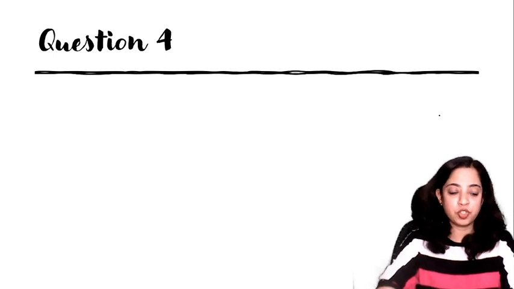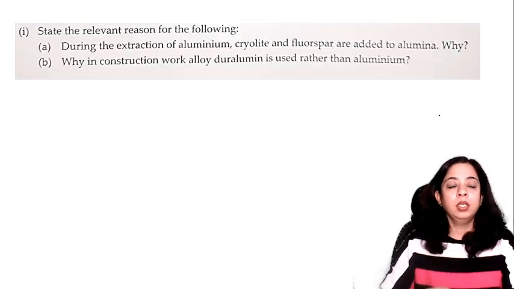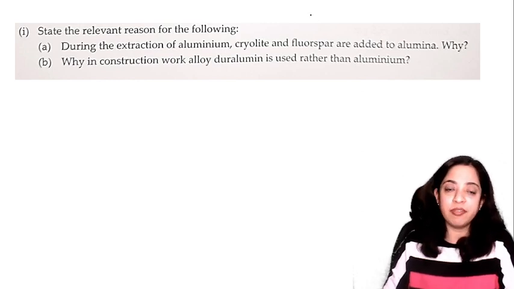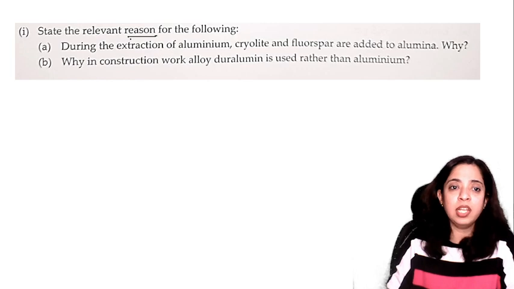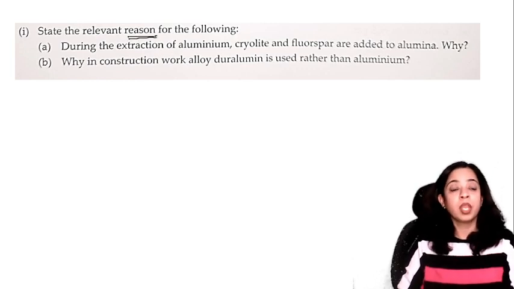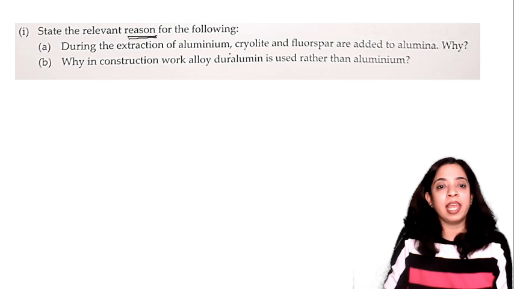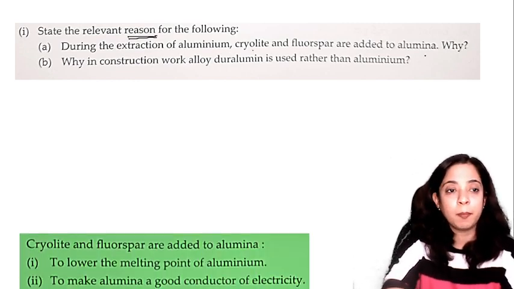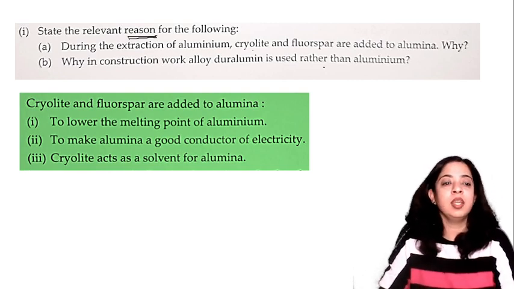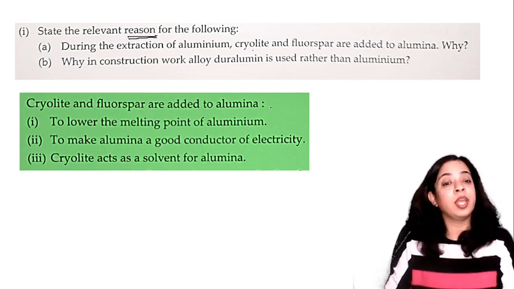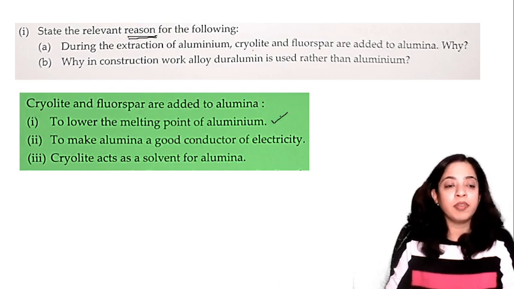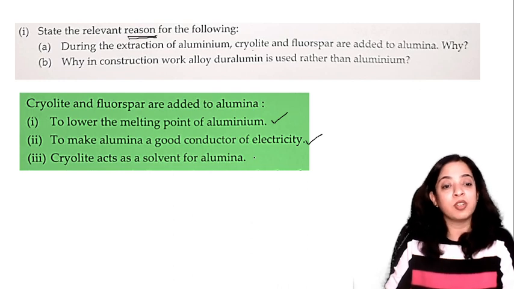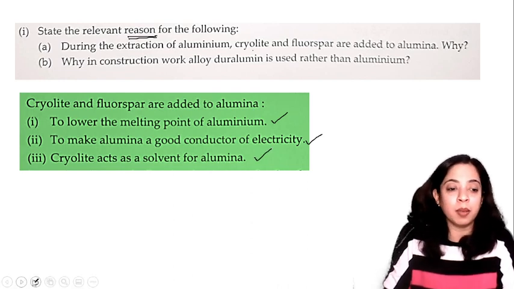Let's go on to question number 4. State the relevant reason for the following. Give reason. Read the question type very carefully, children. A. During the extraction of aluminium, cryolite and fluorspar are added to alumina. Why? So this is the reason. Cryolite and fluorspar are added to alumina to lower the melting point of alumina, to make alumina a good conductor of electricity, and cryolite also acts as a solvent for alumina. Clear?